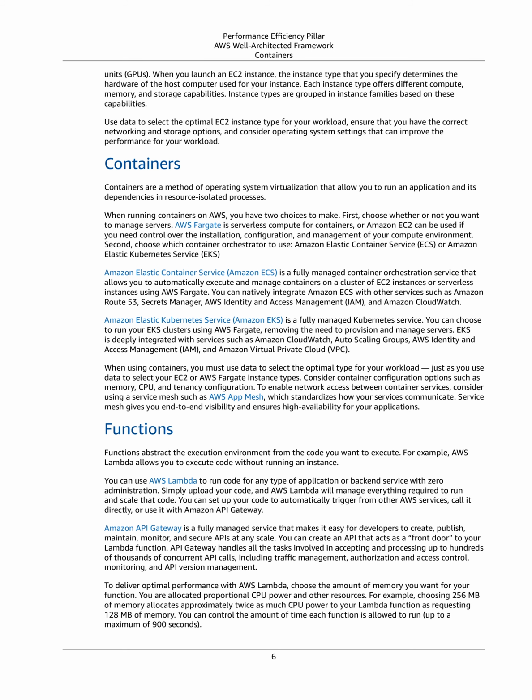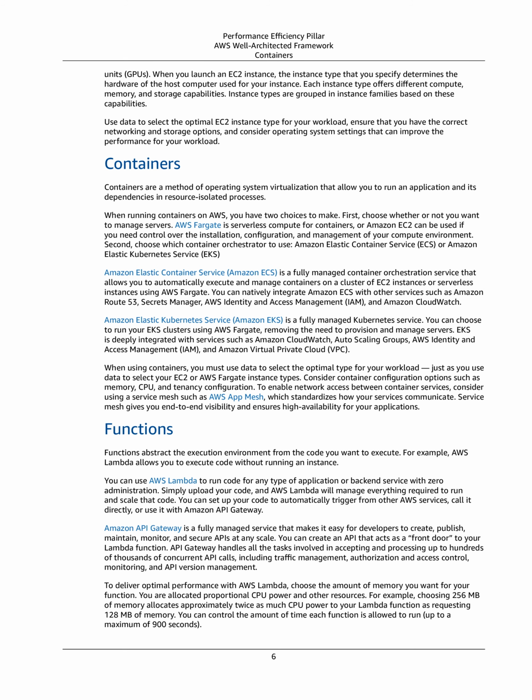Functions. Functions abstract the execution environment from the code you want to execute. For example, AWS Lambda allows you to execute code without running an instance. You can use AWS Lambda to run code for any type of application or backend service with zero administration. Simply upload your code, and AWS Lambda will manage everything required to run and scale that code.